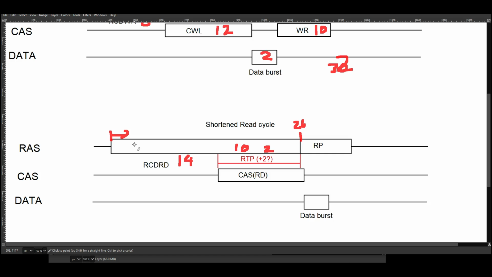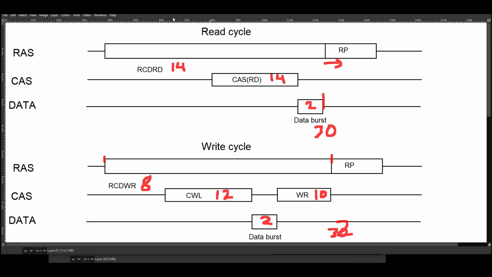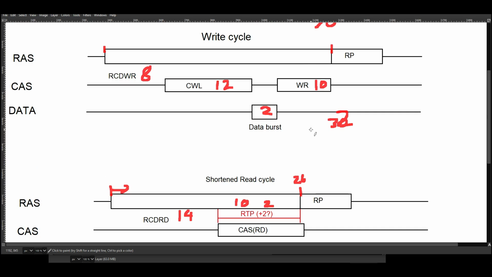So we actually can cut down our RAS timing all the way until we've satisfied the RCD read, the read to pre-charge, and then the 2 cycles for the data burst. And so the shortest possible scenario we can have is that RCD, RTP, and 2, not what's commonly mentioned, which is the RCD, the cast delay, and then the 2 for the data burst.